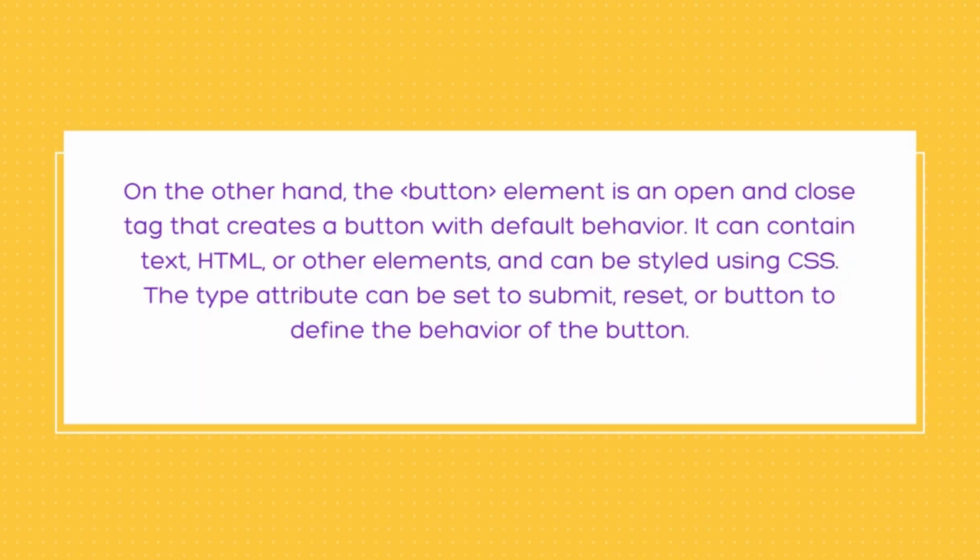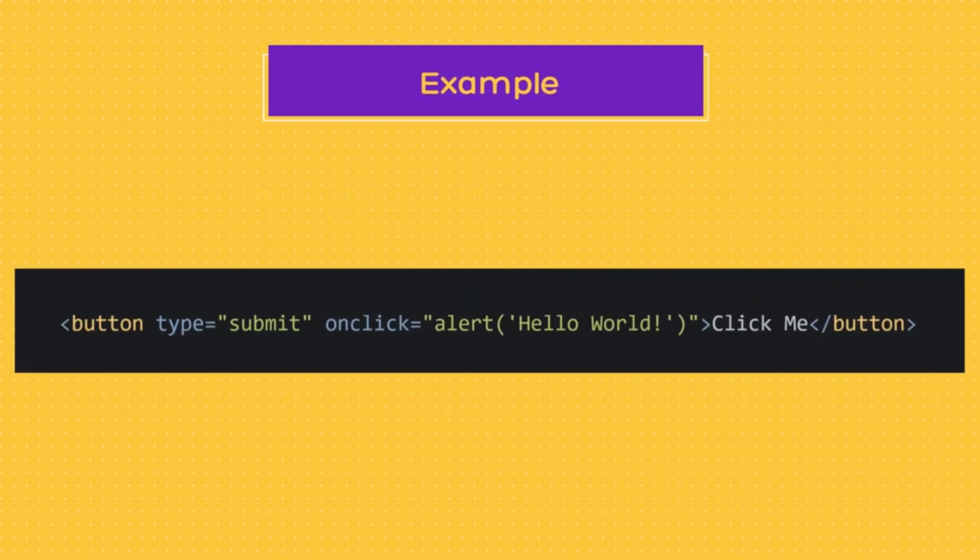On the other hand, the button element is an open and close tag that creates a button with default behavior. It can contain text, HTML, or other elements and can be styled using CSS. The type attribute can be set to submit, reset, or button to define the behavior of the button. You can see the example here. When the type attribute of button is set to submit, the button will submit the form data to the server when clicked. If the type is set to reset, it will reset the form fields to their default values. If the type is set to button, the button will have no default behavior, similar to input type button. Overall, the main differences between input type button and button are their default behavior and syntax.